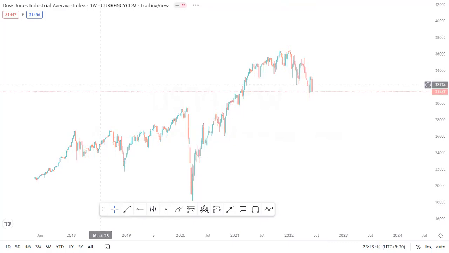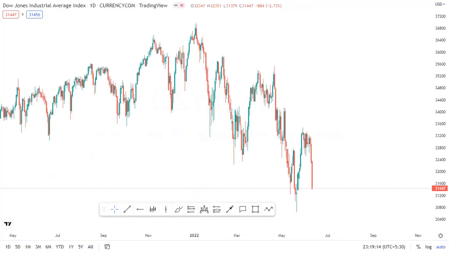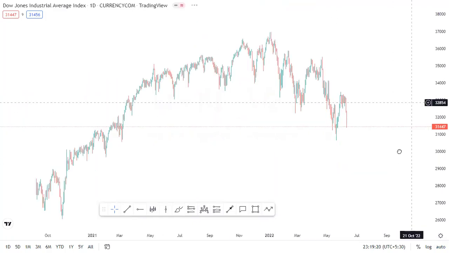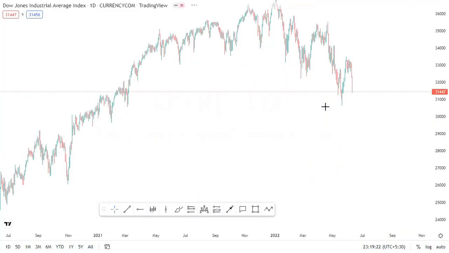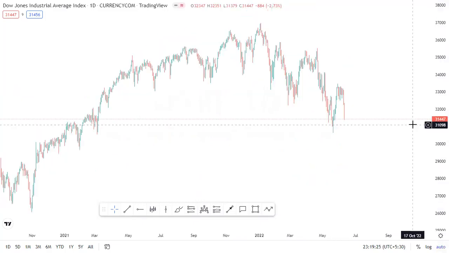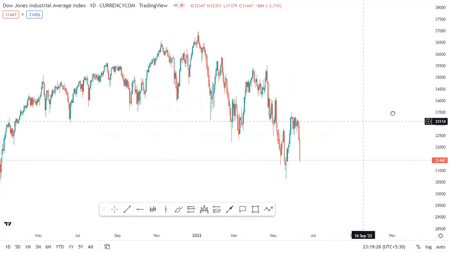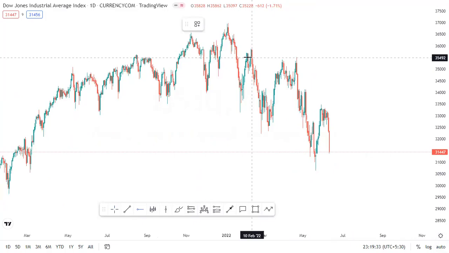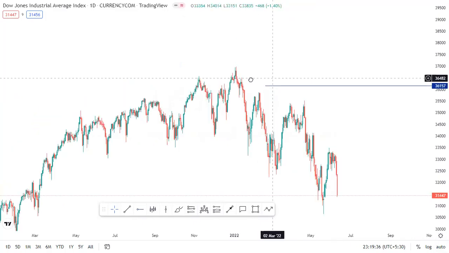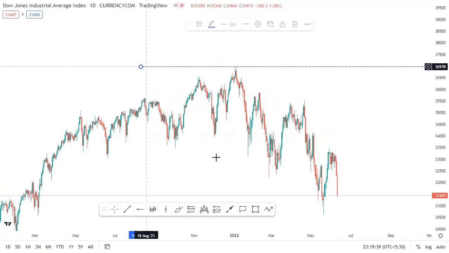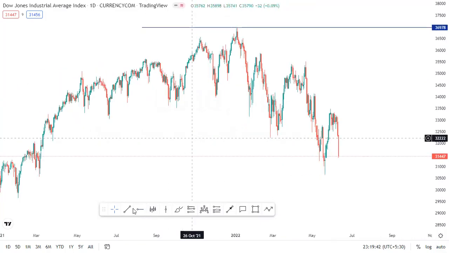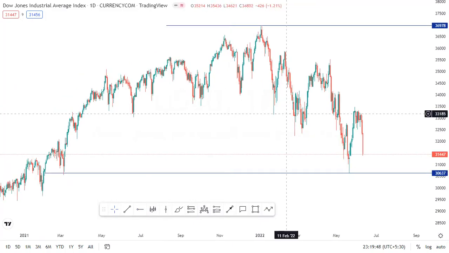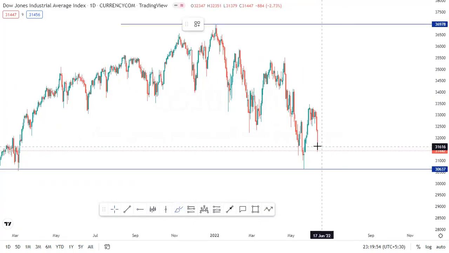So I'm going to go to daily. From the daily, I'm going to start marking my highs and lows. So this is my high here, and here is my current low. So we still have room left.